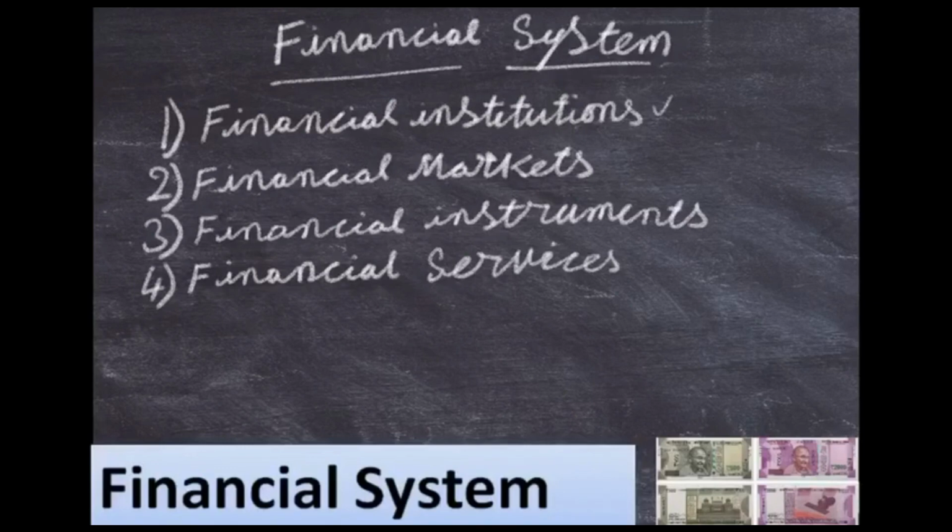Then what is financial markets? I will explain financial markets. I think you know about markets. Market is a place, a notional place or a physical place, where both buyers and sellers meet together to exchange goods or services for money or money's worth in return. That is called markets. Here we are discussing financial markets.